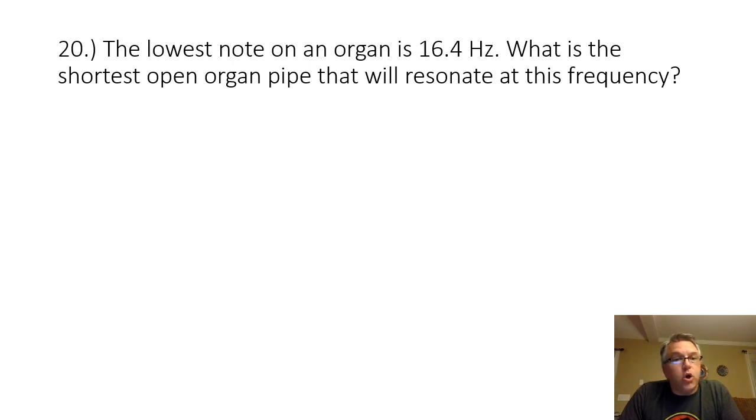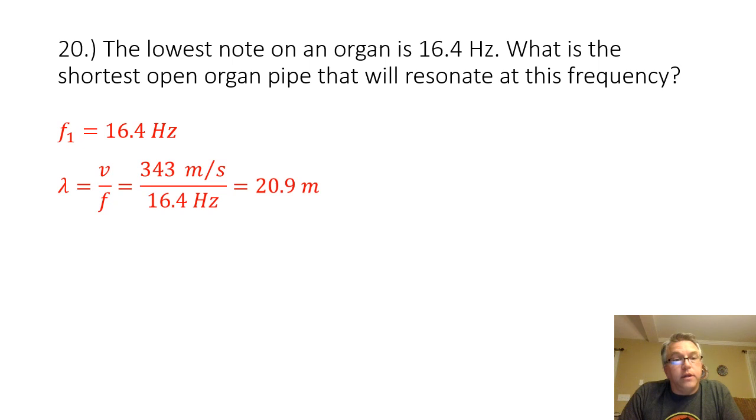Problem 20. The lowest note on an organ is 16.4 hertz. What is the shortest open organ pipe that will resonate at this frequency? So my frequency is 16.4 hertz. I know the wavelength is going to be the velocity divided by the frequency, and again, we're going to assume an air temperature of 20 degrees Celsius, which would give us a velocity of the sound wave of 343 meters per second. So 343 meters per second divided by 16.4 hertz will give us a wavelength of 20.9 meters.